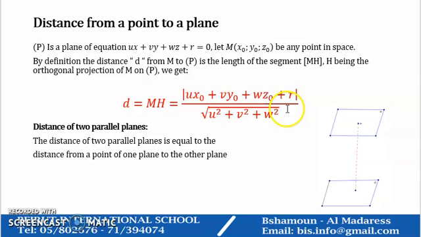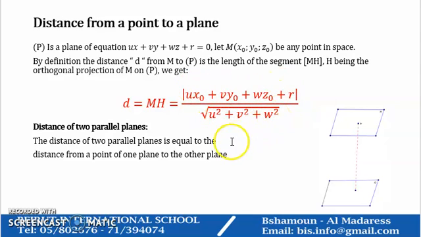Distance from a point to a plane. Here we can use the formula. If H is the orthogonal projection of M on the plane P, then the distance from M to H, where M has coordinates x0, y0, z0, equals the absolute value of ux0 plus vy0 plus wz0 plus r over the square root of u square plus v square plus w square.